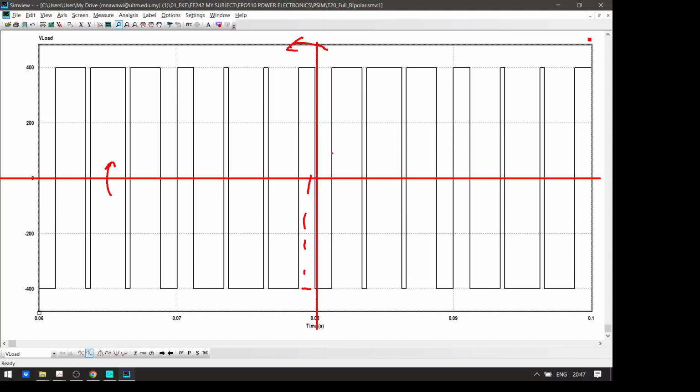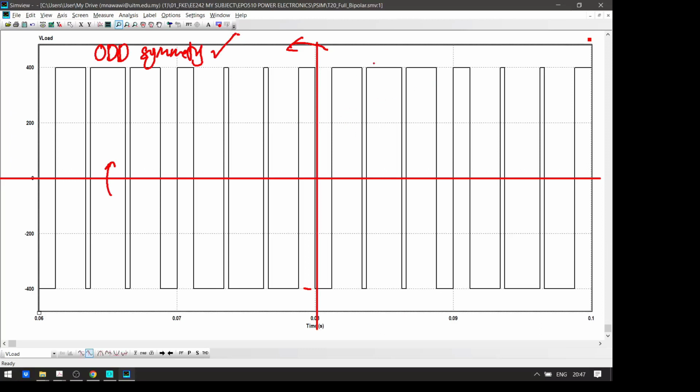Just give a go. So you get that, and then you reflect with respect to the y-axis. If you reflect back, now the waveform is similar to the original waveform. So that means this PWM waveform actually has odd symmetry. Okay, odd symmetry. Next, to check whether this is half wave symmetry.